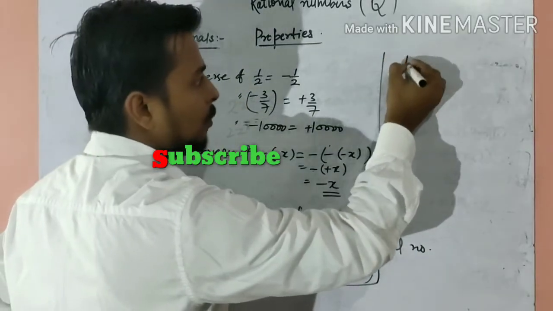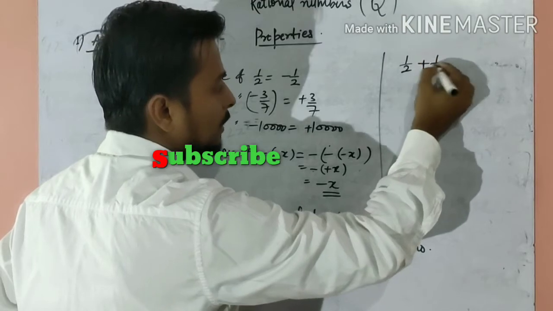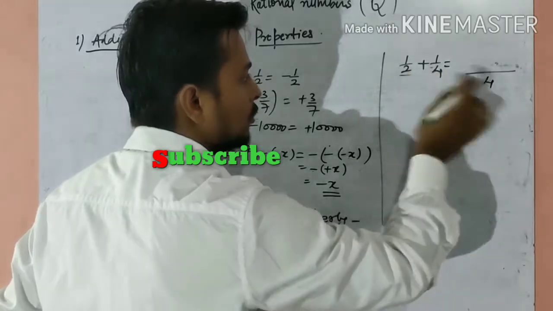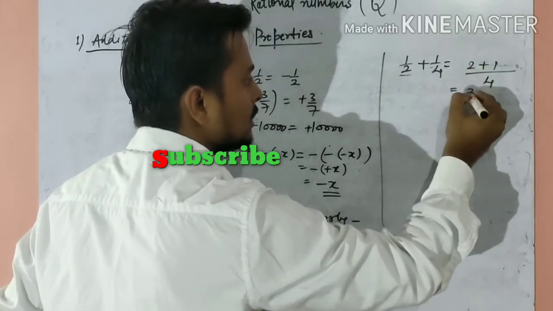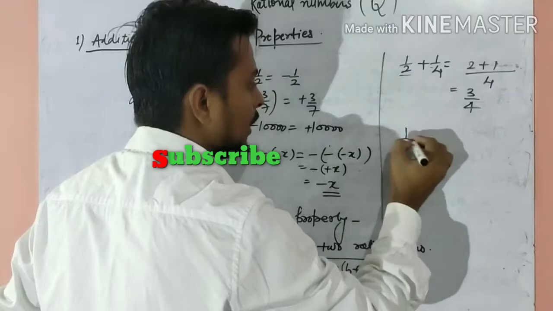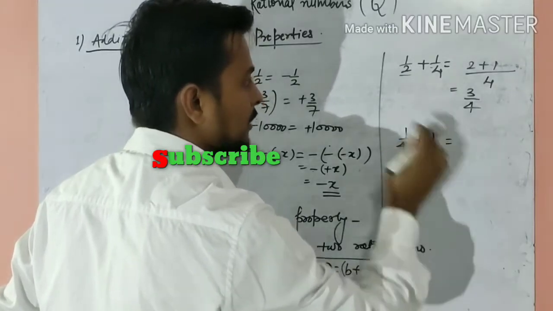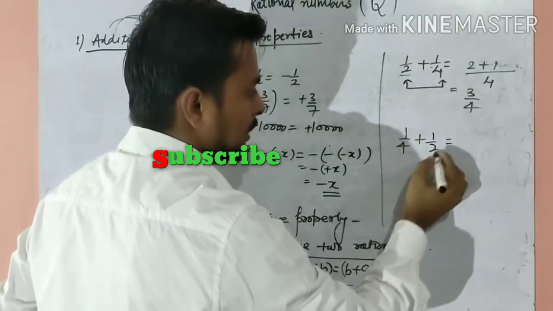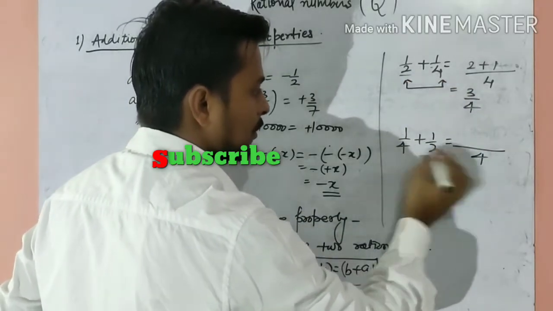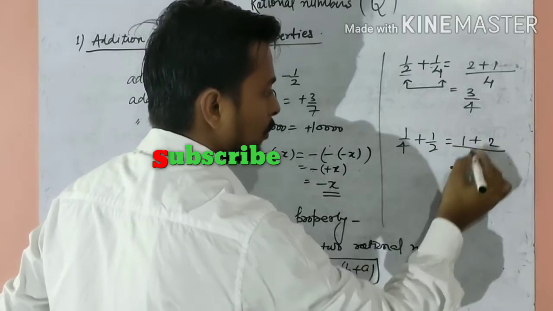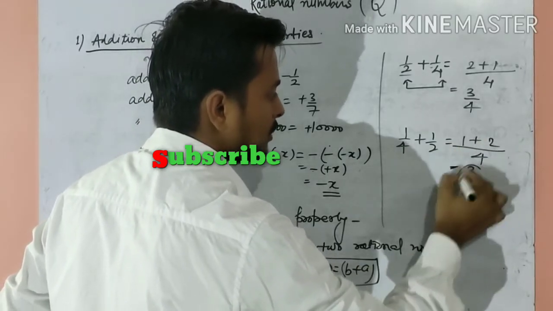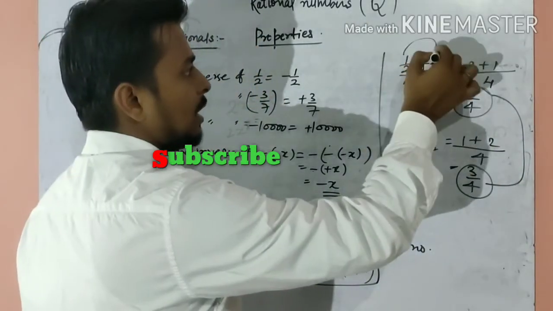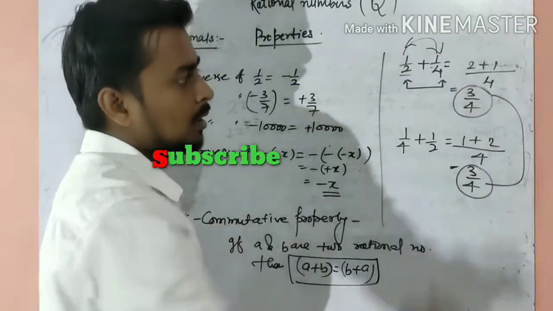Example, we can take 1 by 2 plus 1 by 4. So the LCM will be 4. Now 2 to the 4, 4 ones are 4. This is 3 upon 4. Now we are adding 1 by 4 plus 1 by 2. I am changing the order. Then the LCM will be the same, 4. 1 plus 2, 3 upon 4. So this is 3 upon 4 and this is 3 upon 4. So by changing the order, there will be no change in the value.